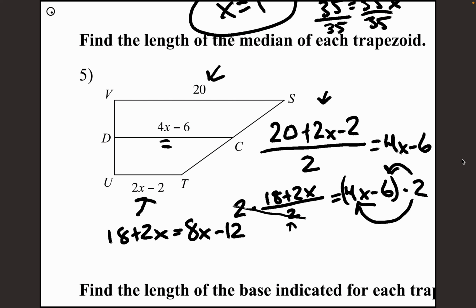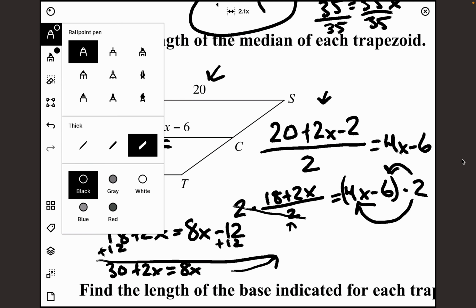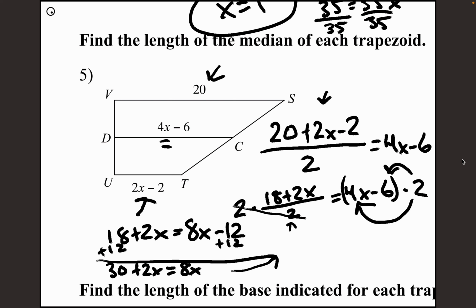All right, now I need to get the x's by itself. So what I'm going to do is add 12 over. It's going to give me 30 plus 2x equals 8x. I'm just going to make my pencil a little bit smaller so I can fit everything. So I have 30 plus 2x equals 8x. Got to subtract that 2 over. Now I have 30 equals 6x, because that's 8 minus 2.